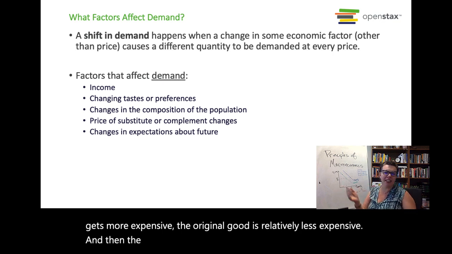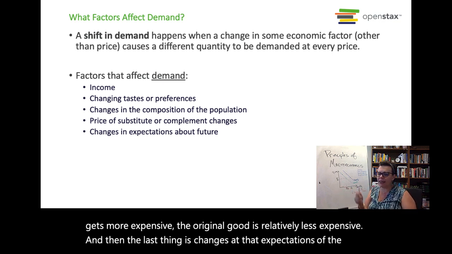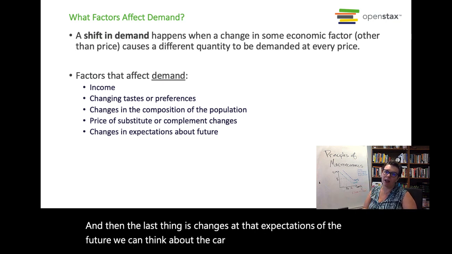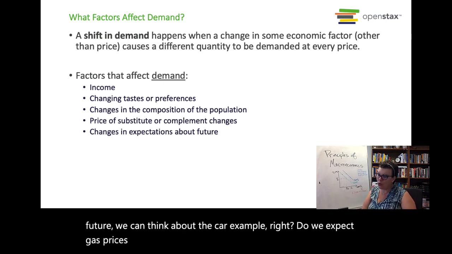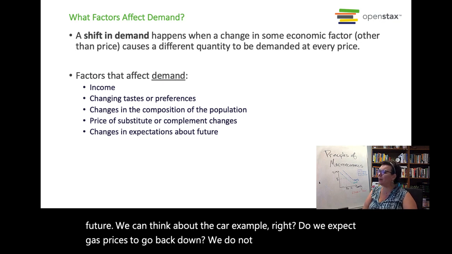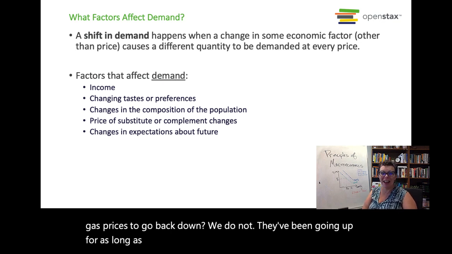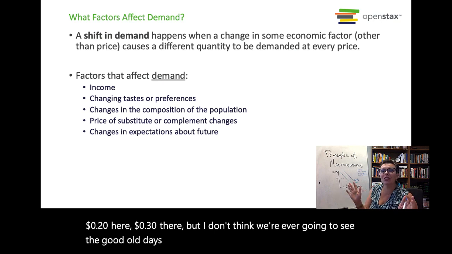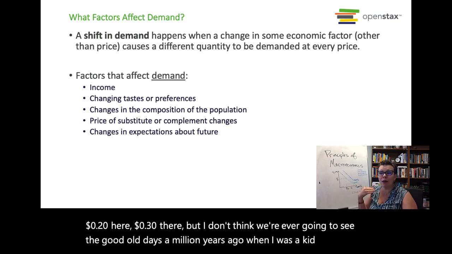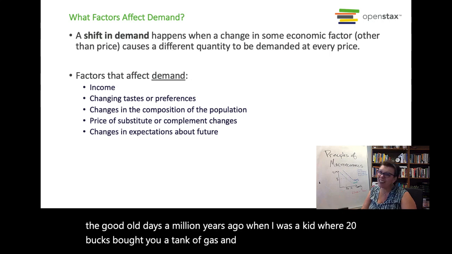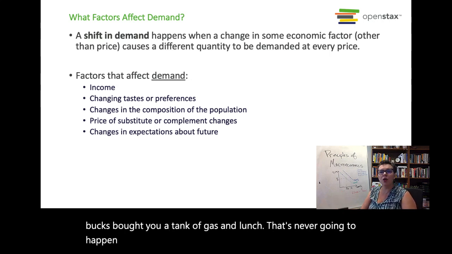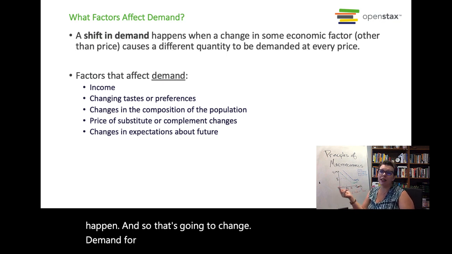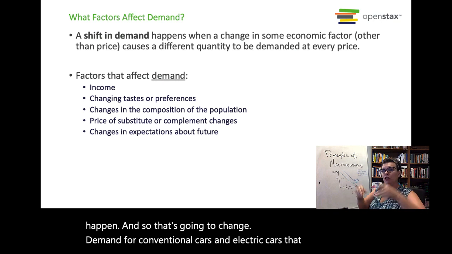And then the last thing is changes about expectations of the future. We can think about the car example, right? Do we expect gas prices to go back down? We do not. They've been going up for as long as gas has been around. So yeah, it might go down 20 cents here, 30 cents there, but I don't think we're ever going to see the good old days a million years ago when I was a kid where 20 bucks bought you a tank of gas and lunch. That's never going to happen. And so that's going to change demand for conventional cars and electric cars, that expectation of the future.